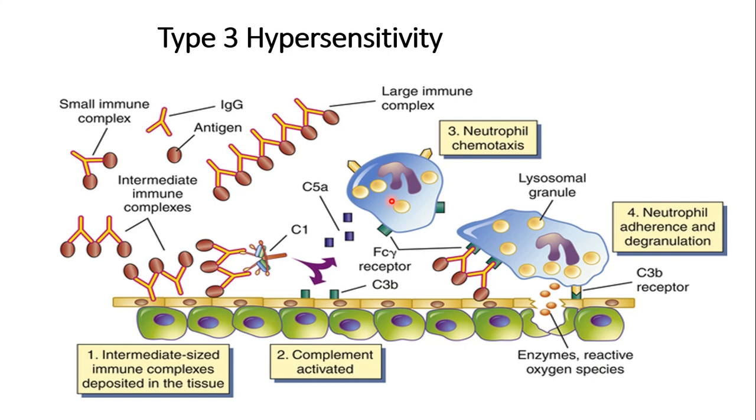And finally, after attachment of these proteins, they will then attach to the tissues, and side by side they will also attach these immune complexes. So finally there will be adherence as well as degranulation of these neutrophils, which will lead to inflammation and tissue injury.